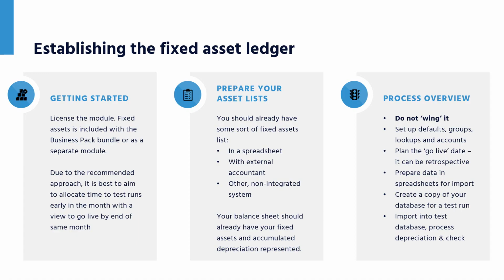As I said, it can be retrospective, depending on what system you're coming from or what process you're currently using. That will drive that decision in most cases. Get your data ready, and essentially you're going to be creating a copy of your database in conjunction with your business partner for a test run, or in most cases more than one test run. Then you import into your test database, process depreciation or other transactions as well to have a bit of a play with, and check to make sure it's all okay. Once you're happy with that process, you then repeat the imports into the live data.